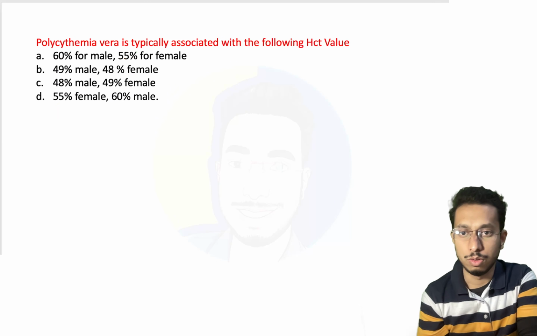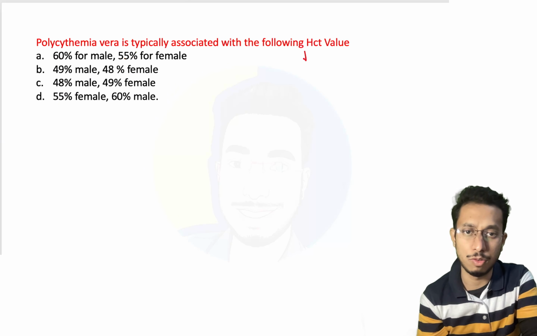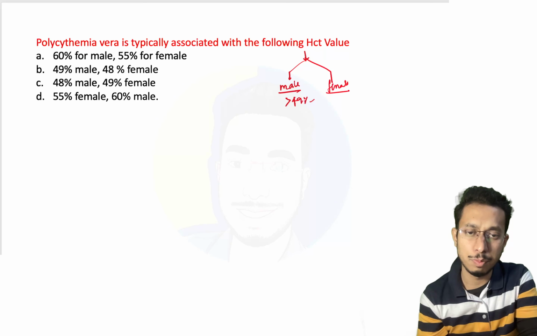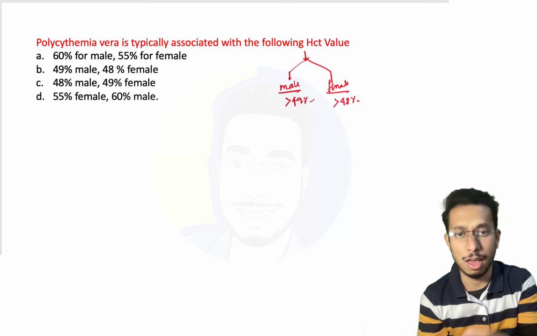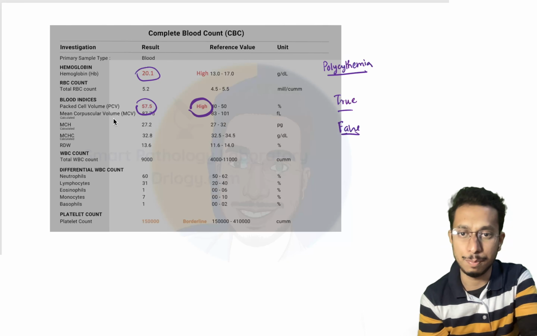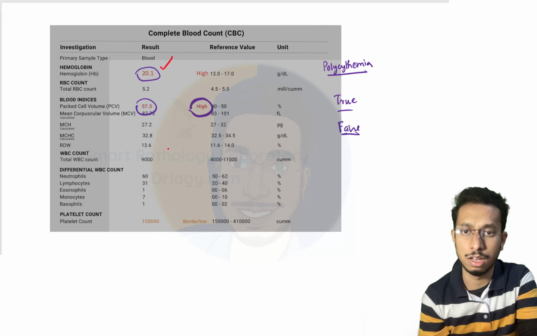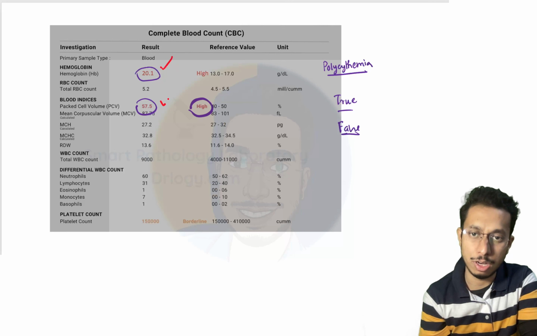Okay. So next question, polycythemia vera is typically associated. We know the value for male and female both are different. For male, it is more than 49% hematocrit, and for female, it is more than 14%. So we can define polycythemia from hematocrit value as well as from hemoglobin. As you can see here in the patient, we have hemoglobin more than the cutoff value as well as hematocrit more than the cutoff value.